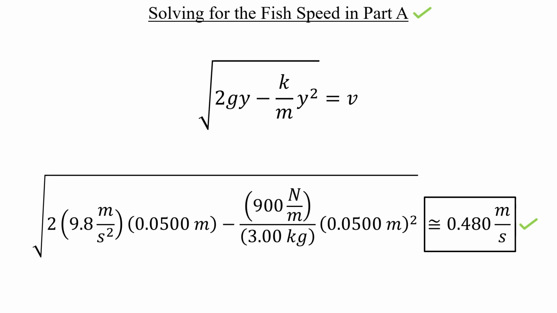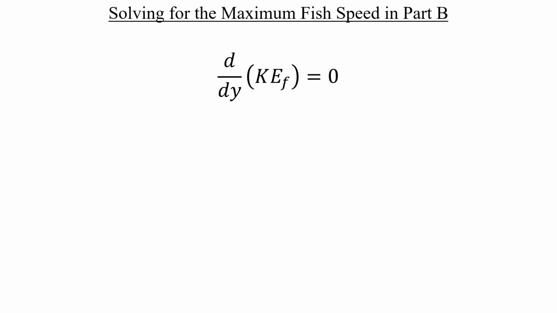For part B, we'll have to think about how we could influence the falling speed of this fish. We can't change the fish's mass or the spring constant, and we certainly can't change the acceleration due to gravity. We can, however, change the falling distance, y. That means if we took a derivative of the final kinetic energy with respect to y, and if we set that equal to 0, it would tell us how high we would have to drop the fish from in order to get the maximum speed.